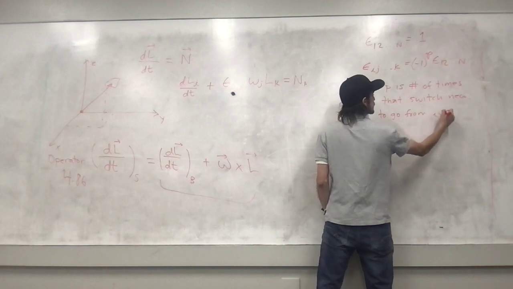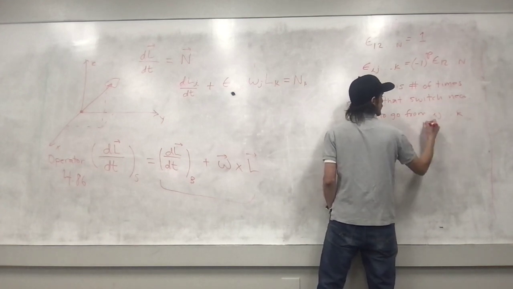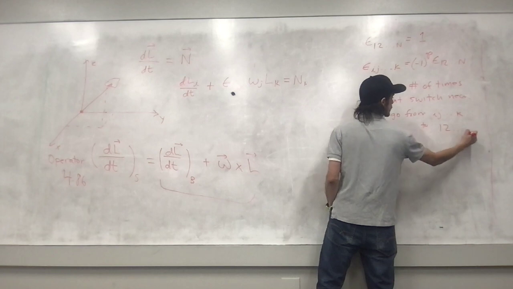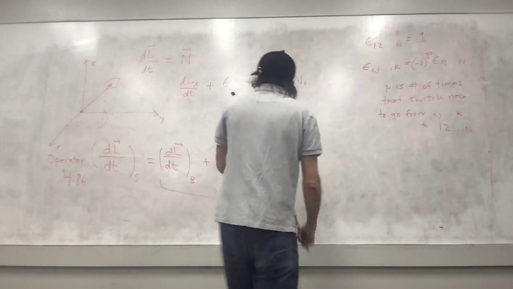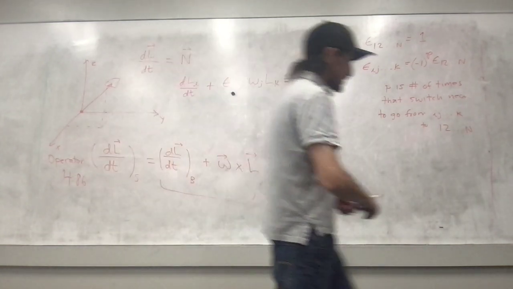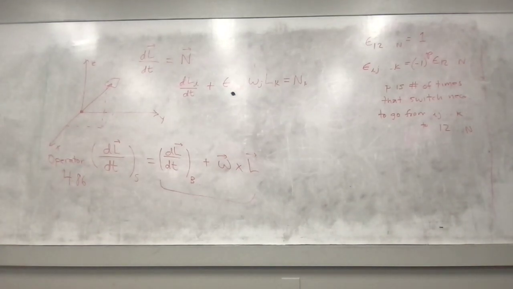From I, J, K to 1, 2, n. And so I guess it is just convenient, because using the Einstein notation, you can express the cross product as an Einstein notation quantity.